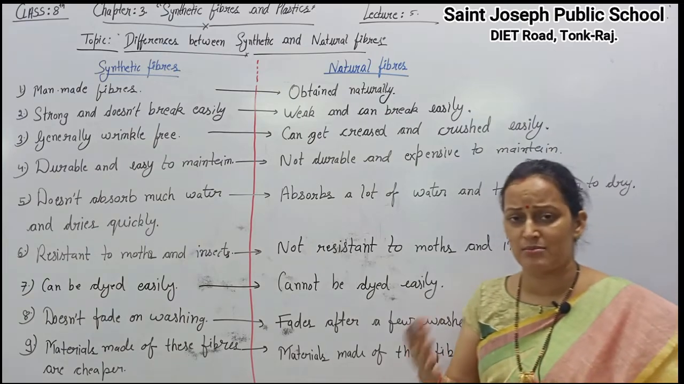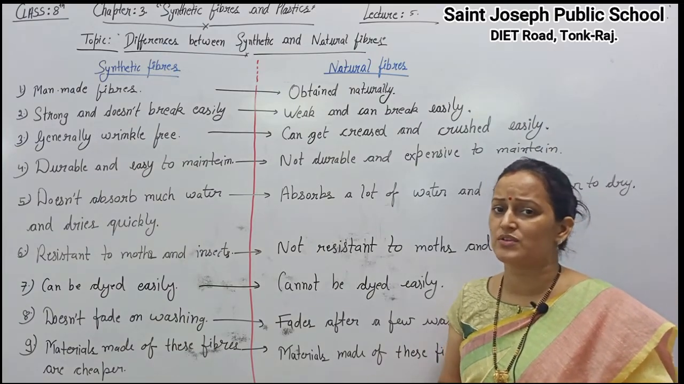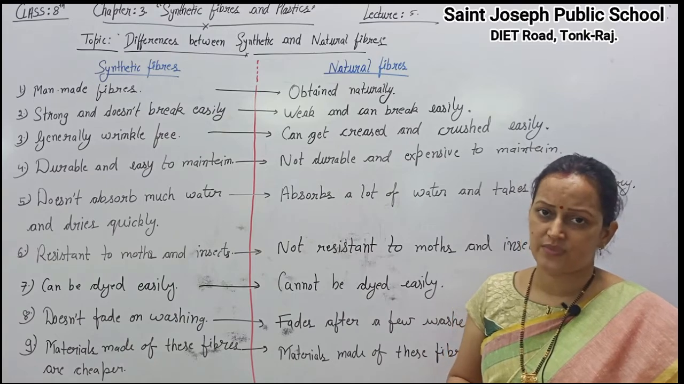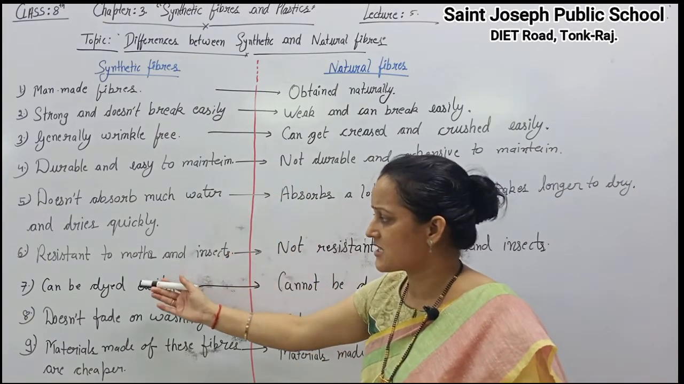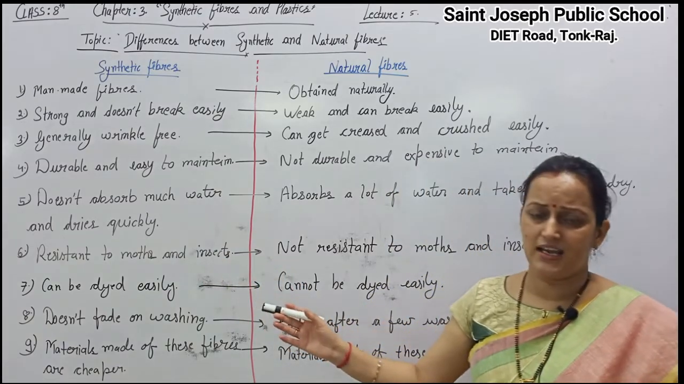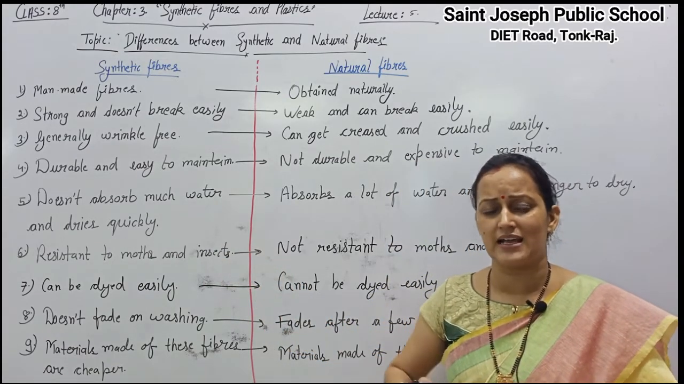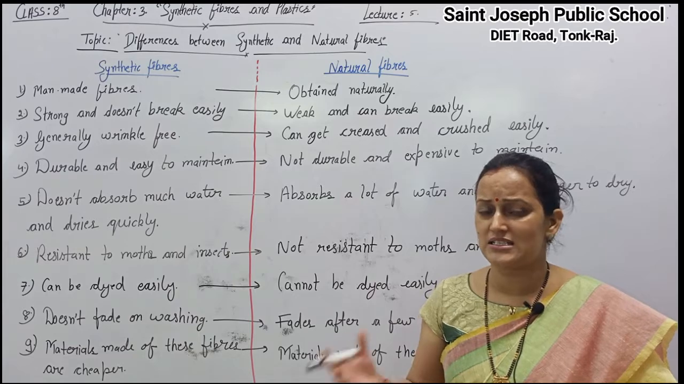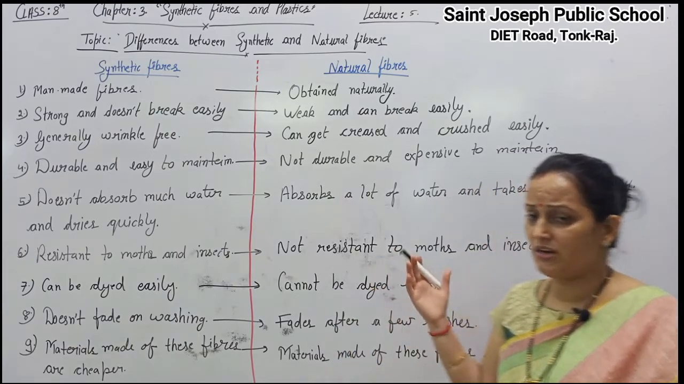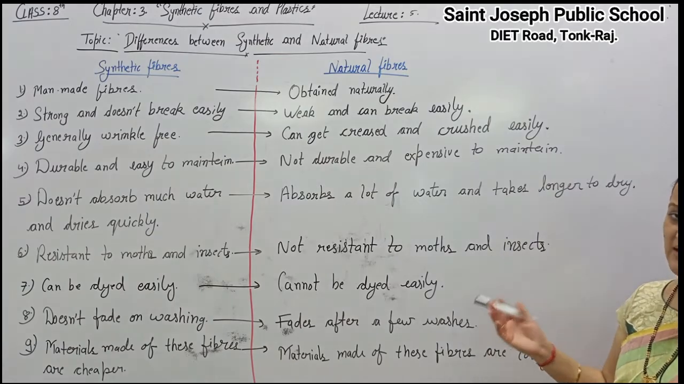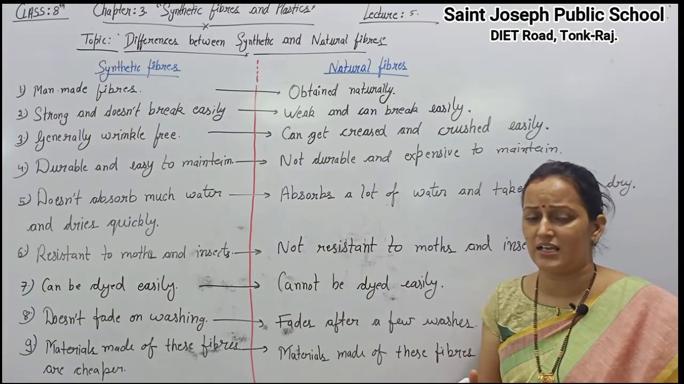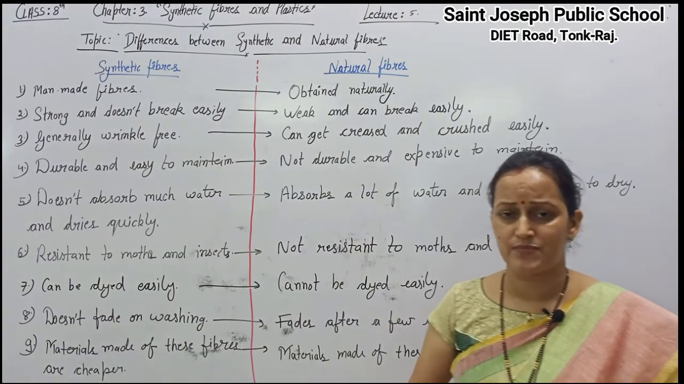इनको सूखने में बहुत ज्यादा टाइम लगता है in the comparison of the synthetic fibers. The next difference is that synthetic fibers are resistant to moths and insects. इन पे moths और insects easily attack नहीं कर पाते, they cannot eat them away. But natural fibers, they are not resistant to moths and insects.